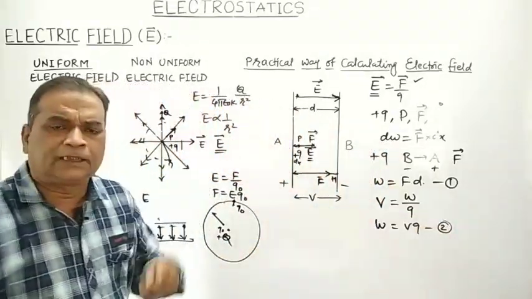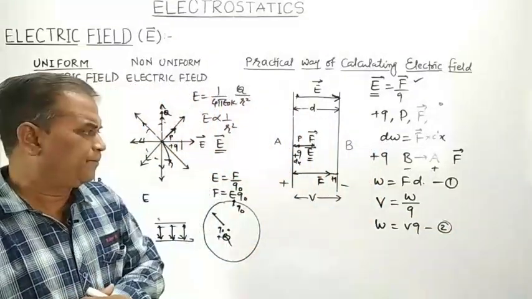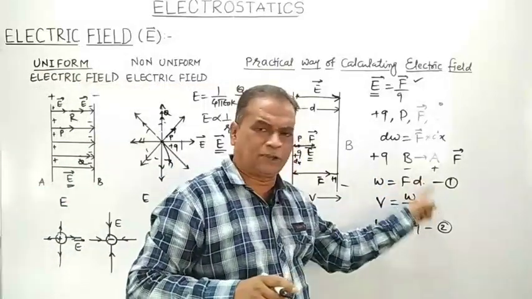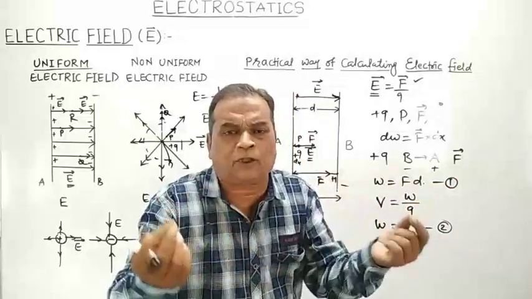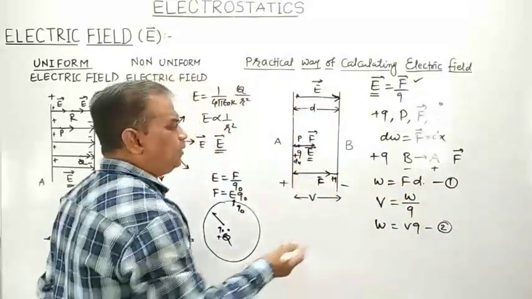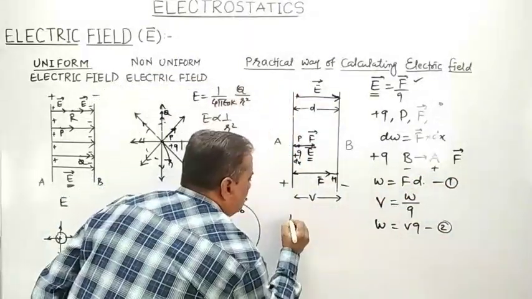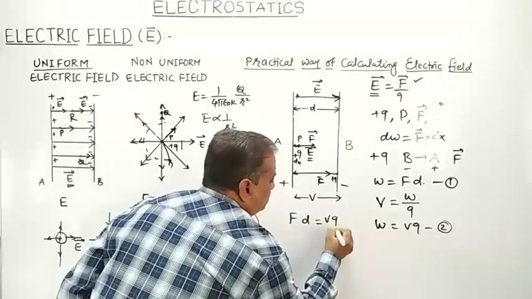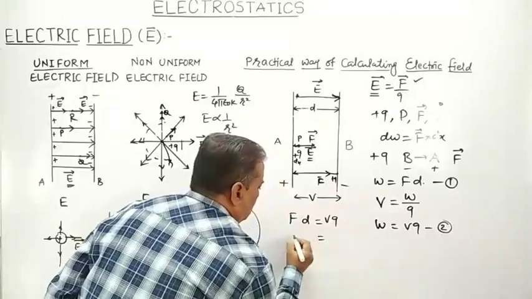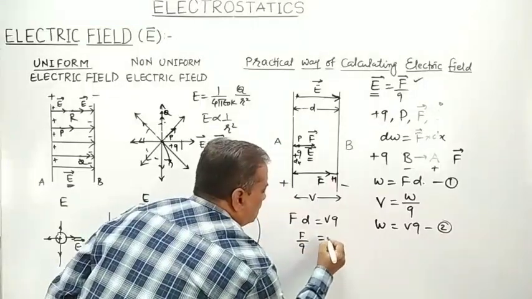Now we have two expressions for work done. One is force into displacement and the other is what? Potential difference into what? The amount of charge which is to be displaced. Now you can equate the right hand side. So F into d is equal to V into what? Q, or F divided by Q is equal to what?